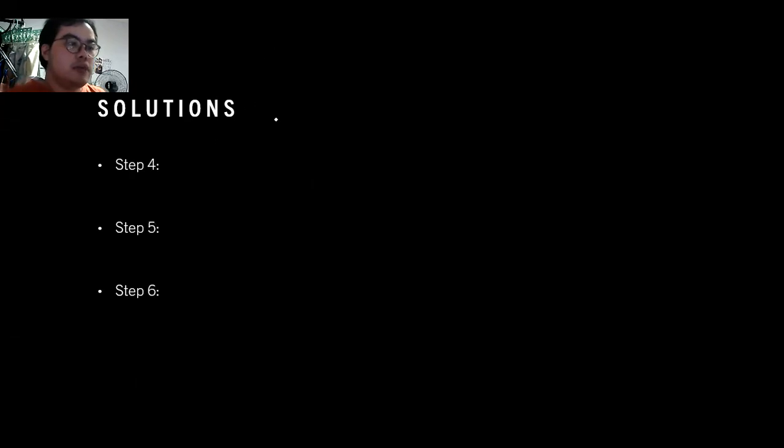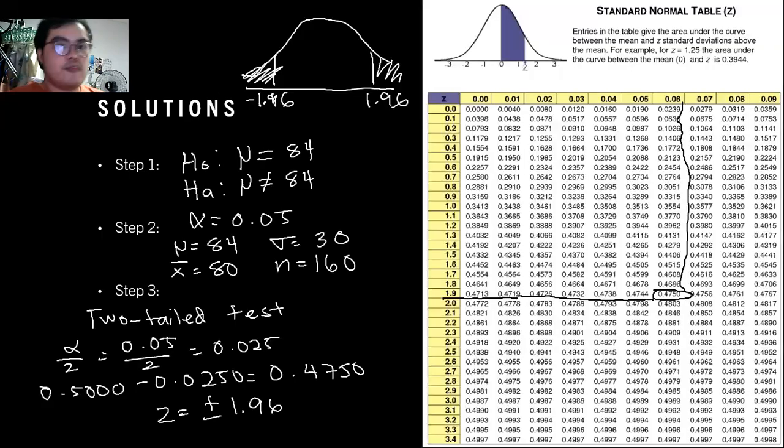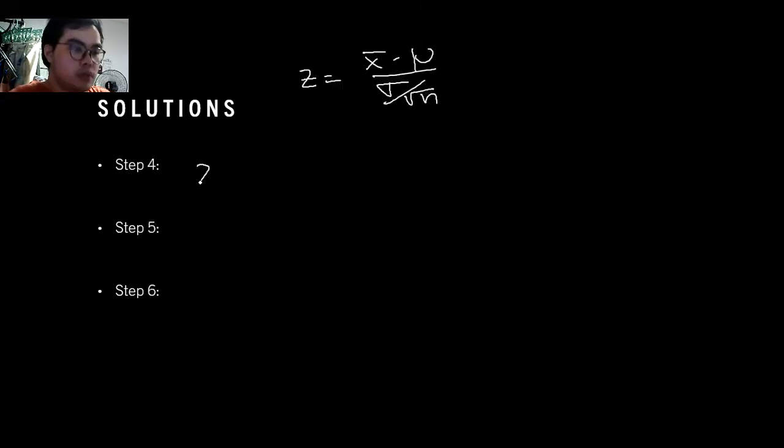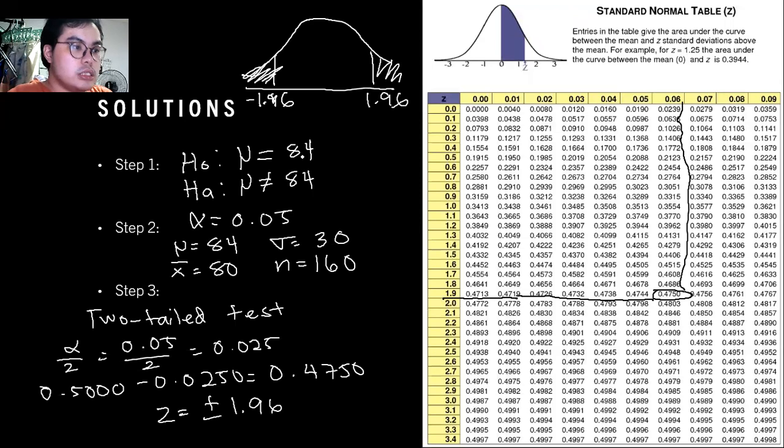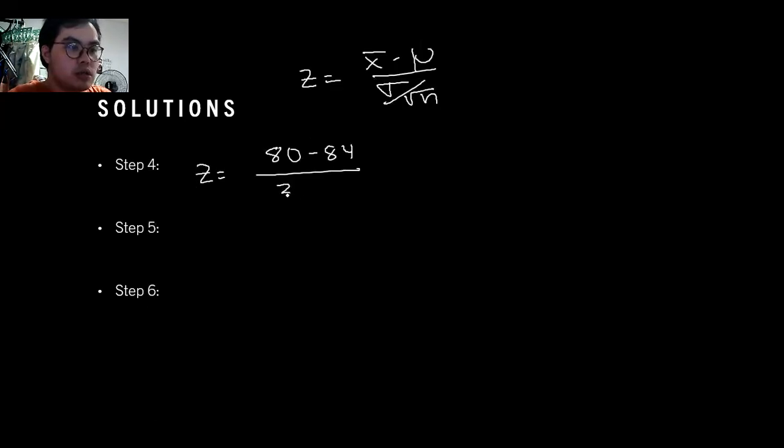Okay, so here in step 4, we're going to recall the formula. So this will be your guide. What we are going to do in step 4 is recall all the given. So the z value will become 80 minus 84, then the standard deviation will be 30, then divided by the square root of 160. Okay, so subtracting, 80 minus 84 will be negative 4.